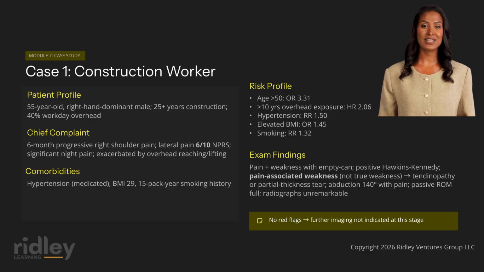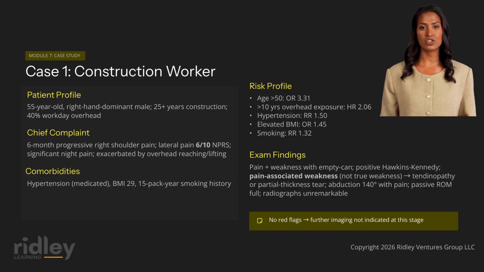Module 7 brings together the concepts from the preceding modules into 4 clinically realistic case studies. Our first case involves a 55-year-old right-hand dominant male construction worker who presents with a 6-month history of progressive right shoulder pain that's worsened over the past 8 weeks.